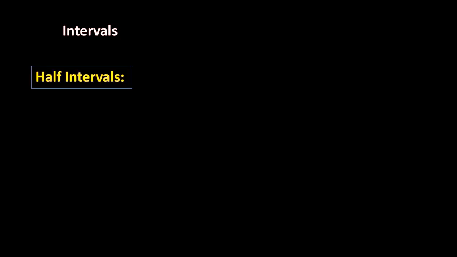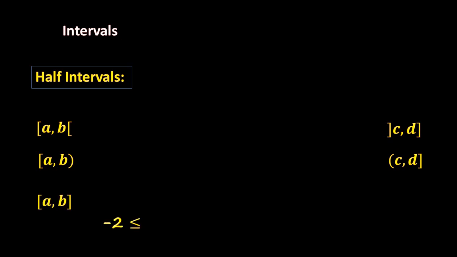Then we have half intervals. We can be half open, half closed, or half closed, half open. In this first case here, we have open at B and closed at A, open at C and closed at D. The second one that's been shown is completely closed.